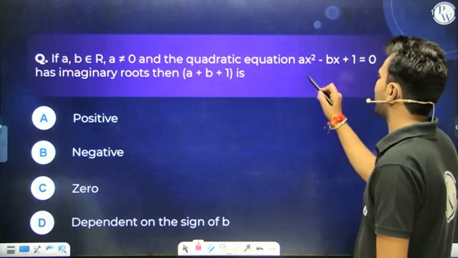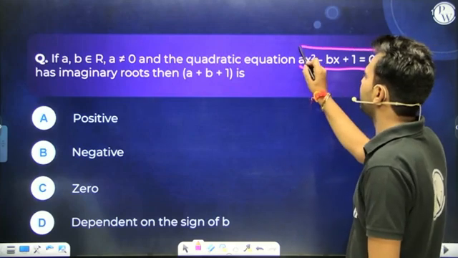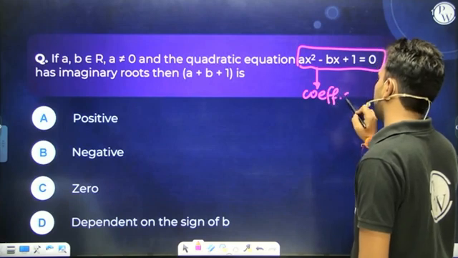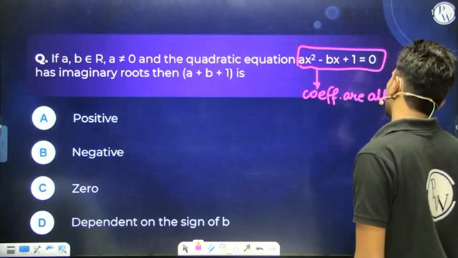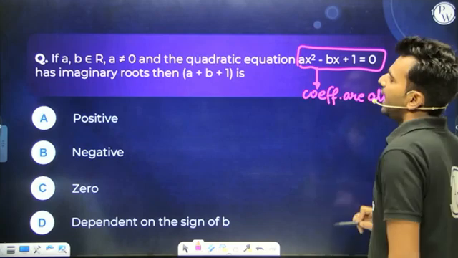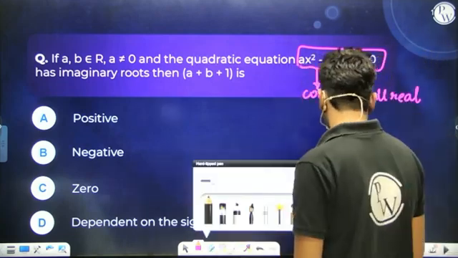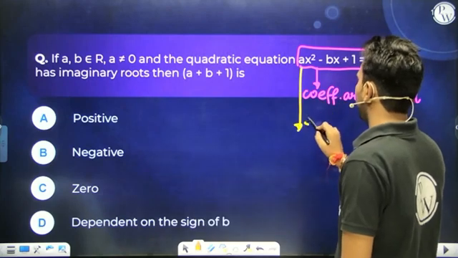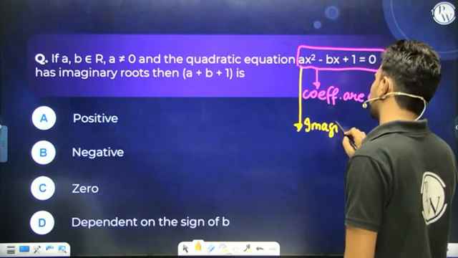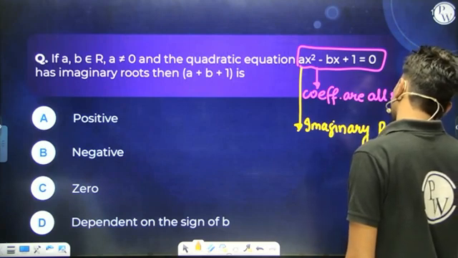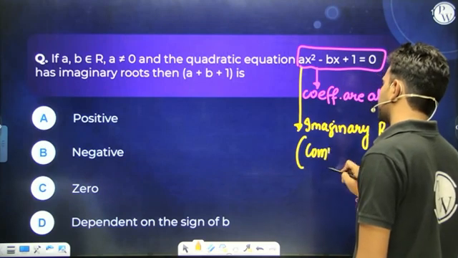Okay. If a and b are some real numbers given to me, where a is not equal to 0, and the quadratic equation is ax square minus bx plus c, over here you can see that the coefficients are all real. I said okay. And a is not equal to 0, and this is having imaginary roots. Okay, if this is having imaginary roots, then don't you think that the roots have to be complex conjugate roots, complex conjugate roots.